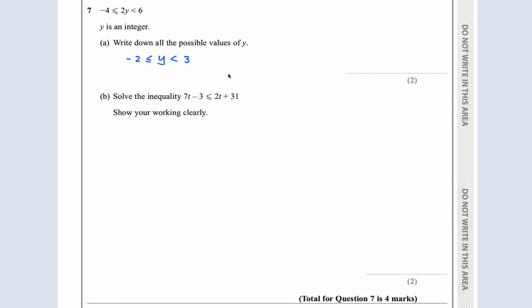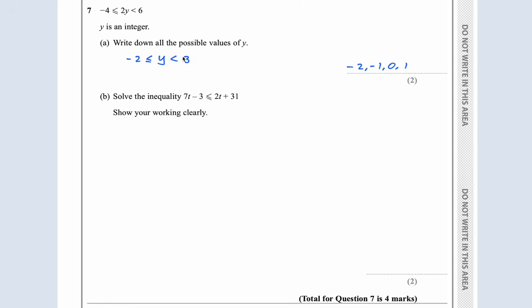So it then says write down the possible values of y. So y has to be bigger or equal to negative 2. So it can be negative 2. Also, it's an integer, so it has to be a whole number. So I'm going to do bigger than negative 2. Integers that are bigger than negative 2, like negative 1, 0, 1.